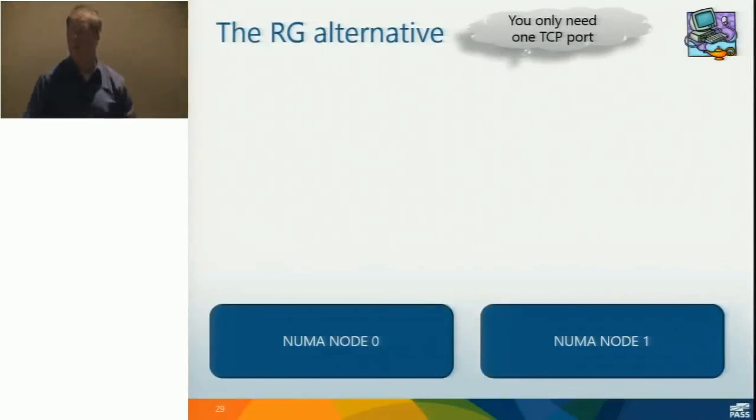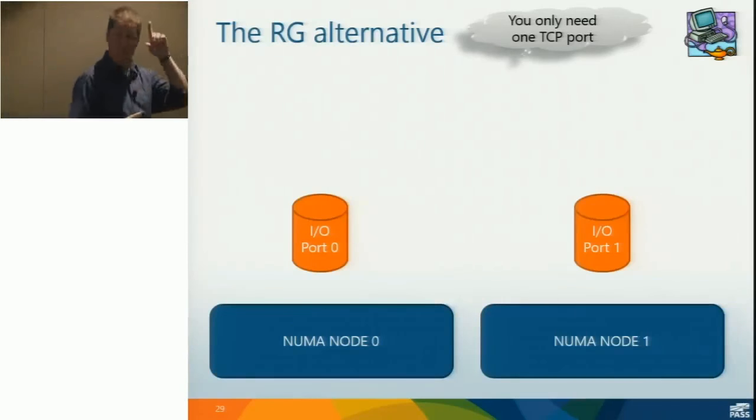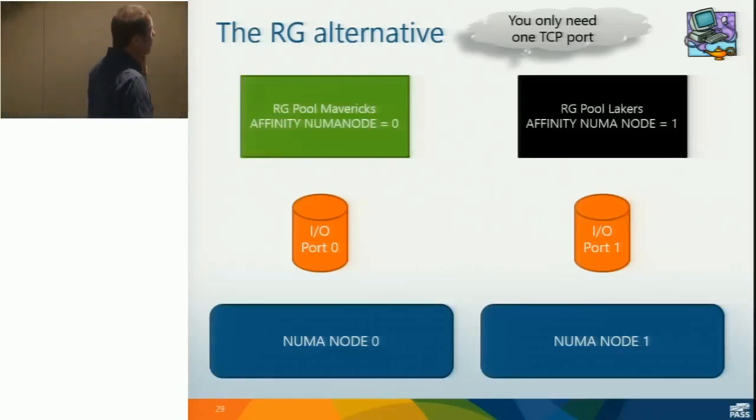So consider this scenario. You've got 2 nodes, and you each got 2 ports. I/O completion ports. 1 TCP port. You've got 2 Resource Governor pools, the Mavericks and the Lakers.